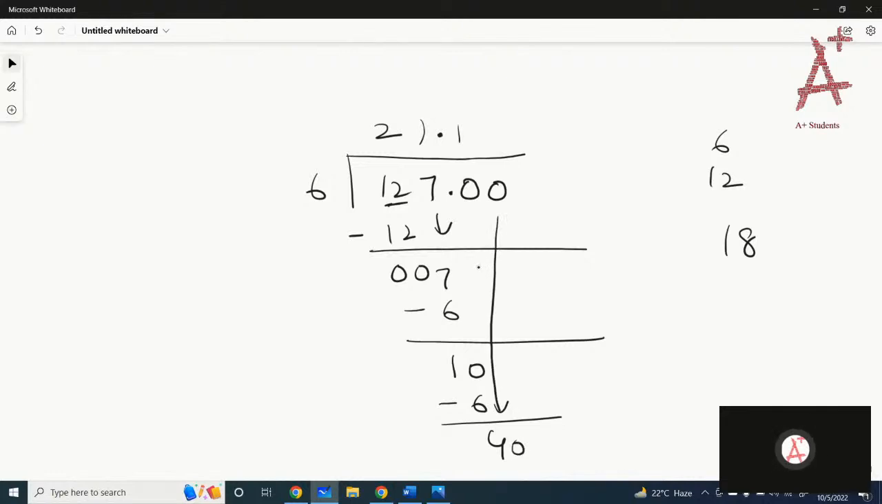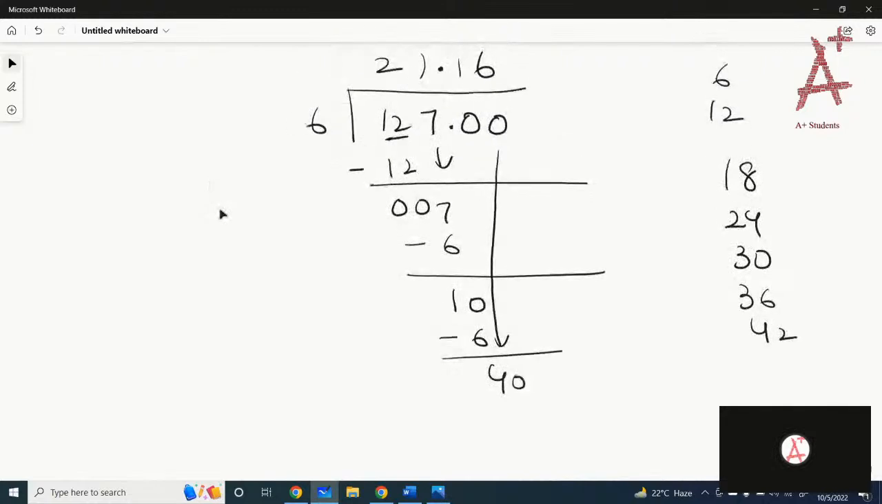6 times 3 is 18, 4 is 24, 5 is 30, 6 is 36 and 7 is 42. So you can go for 6 times 6. That is 36. So 40 subtract 36 is 4. So you don't need to go further because you have the answer until the hundredths digit. Got it? It is 21.16.